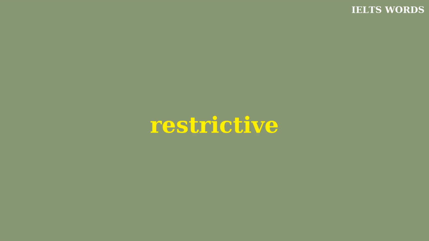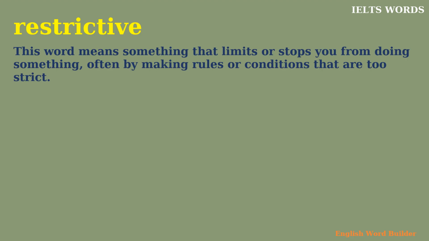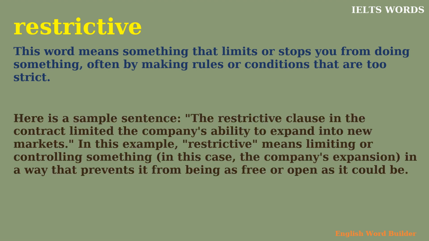Restrictive. This word means something that limits or stops you from doing something, often by making rules or conditions that are too strict. Here's a sample sentence. The restrictive clause in the contract limited the company's ability to expand into new markets. In this example, restrictive means limiting or controlling something, in this case, the company's expansion, in a way that prevents it from being as free or open as it could be.